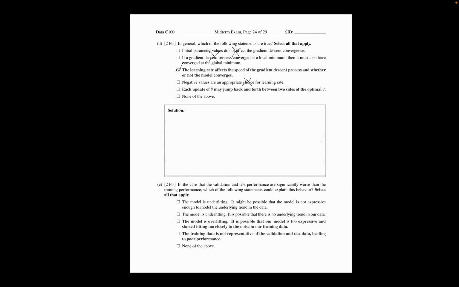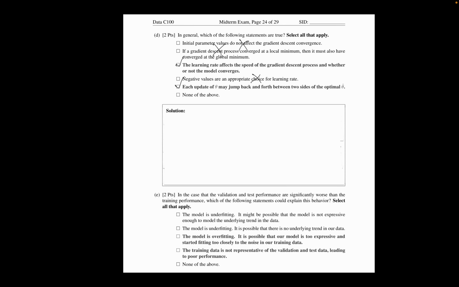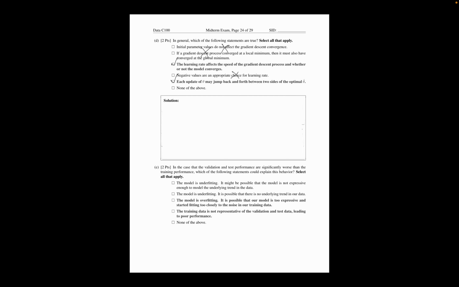And for each update of theta may jump back and forth between two sides of the optimal theta. Yeah, that's true. Certain choices of a learning rate may cause each update of theta to jump back and forth between the two sides of the optimal theta hat. And this is also possible if one is using stochastic or mini batch gradient descent.